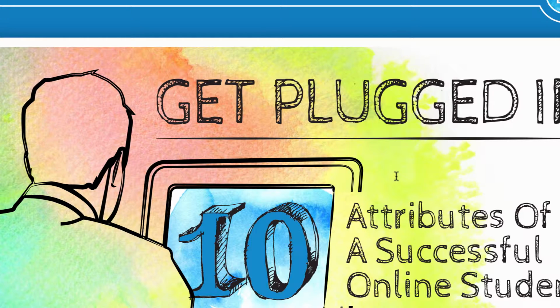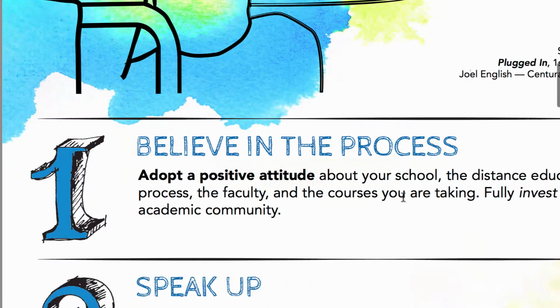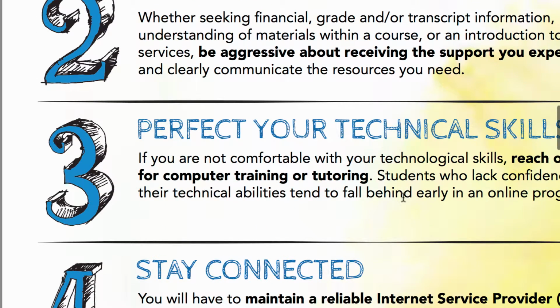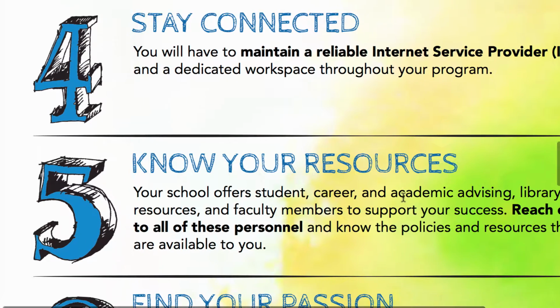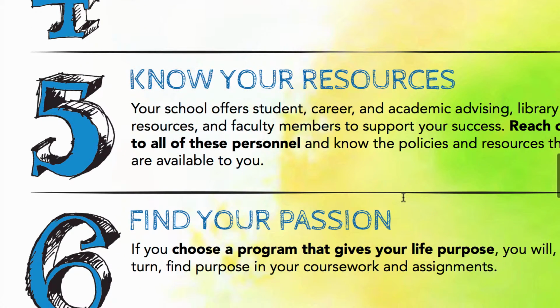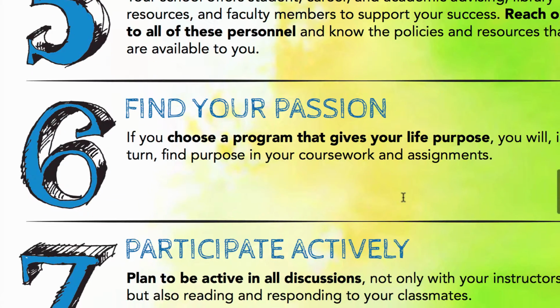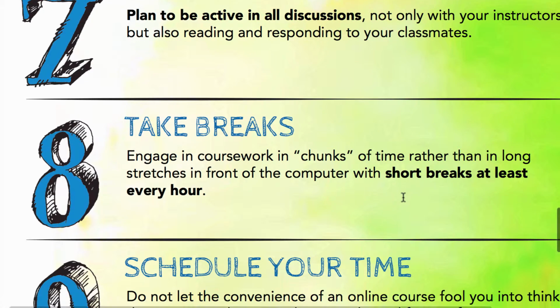And then I posted this PDF, which might be helpful to you: attributes of a successful online learner. So be positive, ask questions, work on your technical skills, stay connected. One way to do that is make sure you've got a good internet service provider. And I've given you lots of resources, so make sure that you use those. And number 7, I think, is really important in this course, which is to participate actively. Plan to be active in the discussions in the course.